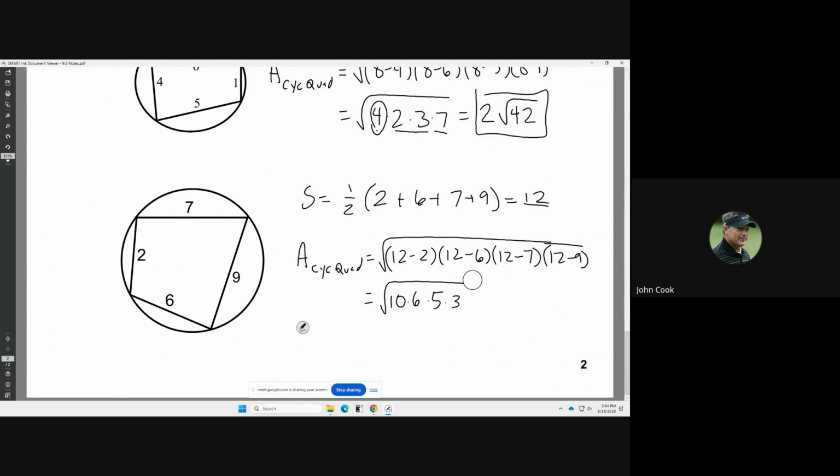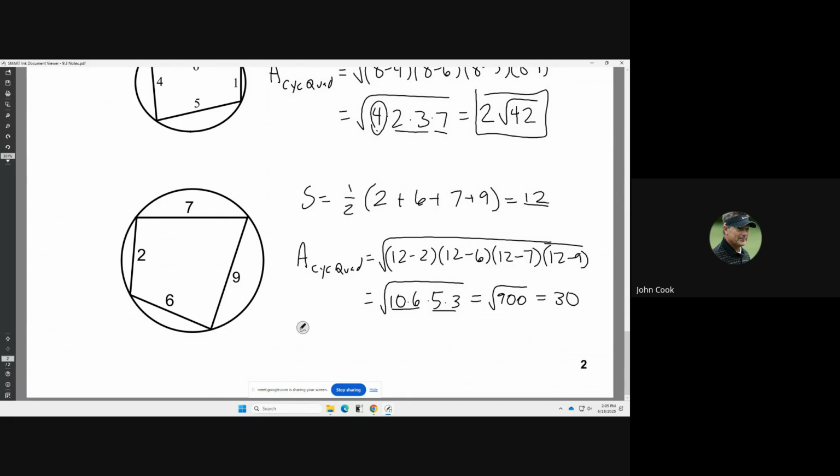And then let's see, can we reduce this any further? What do we get? That's 60. And that's 15. So then 900 again? Am I crazy? No, it's 900. So square root of 900. So that's going to be 30. So our area is going to be 30 units squared for this one.